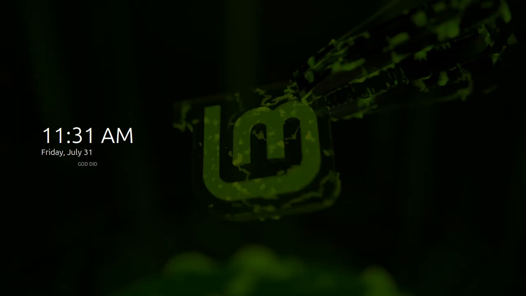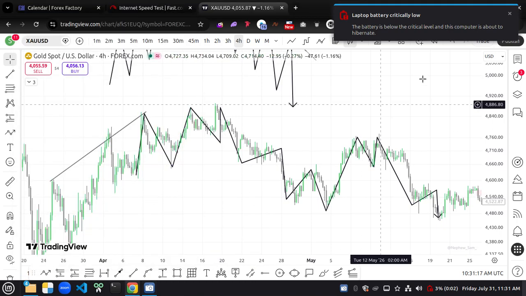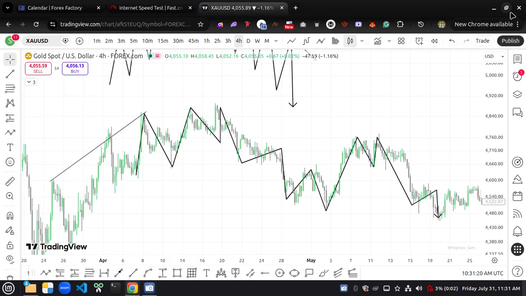So in my next lesson, rather, we'll be discussing where to enter price, when to enter, discussing support and resistance, and discussing how to pick your trades.